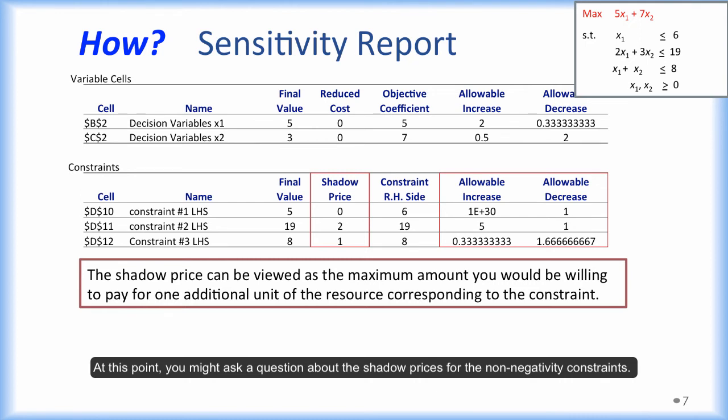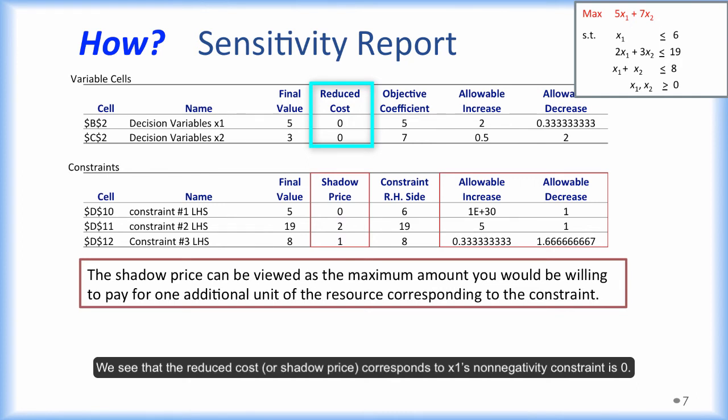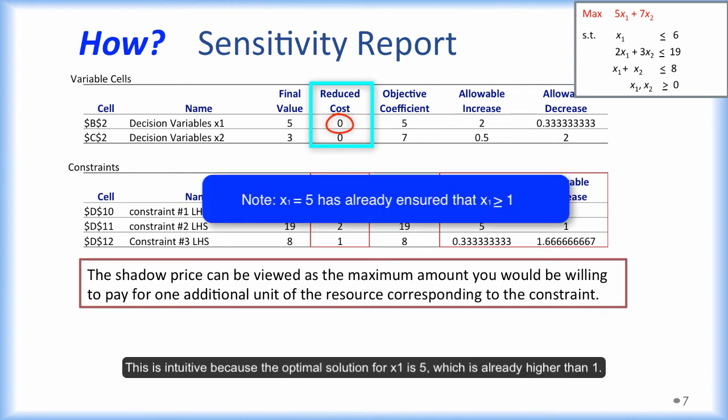At this point, you may ask a question about the shadow price for the non-negativity constraints. The shadow price for each decision variable's non-negativity constraint is shown in the reduced cost column in the first table. And we can see that the reduced cost corresponding to x1's non-negativity constraint is 0. This is intuitive because the optimal solution for x1 is 5, which is already higher than 1.